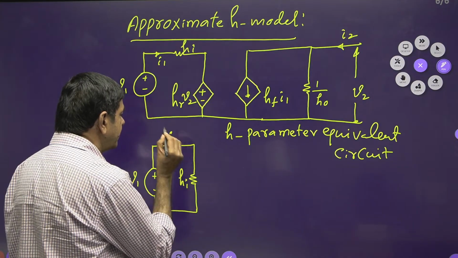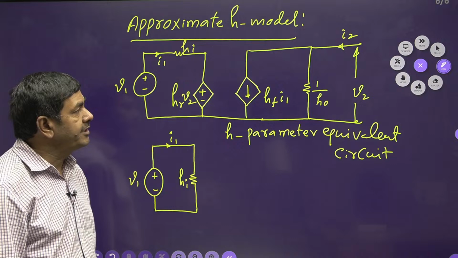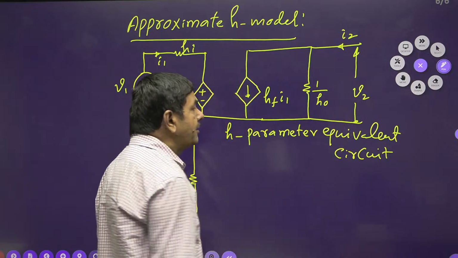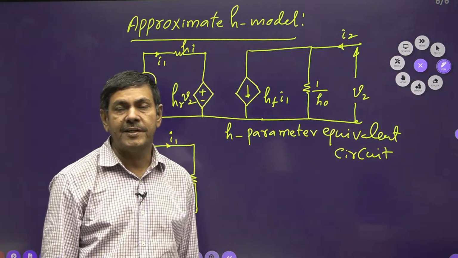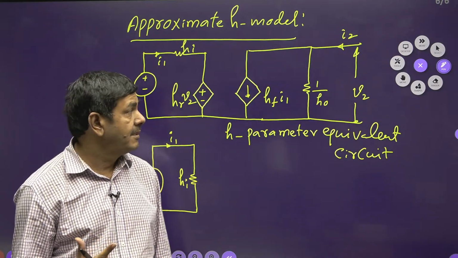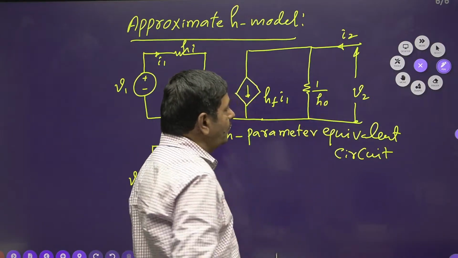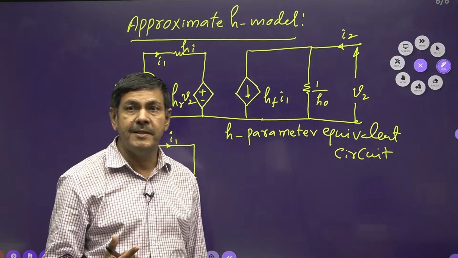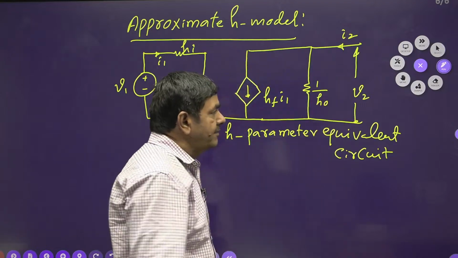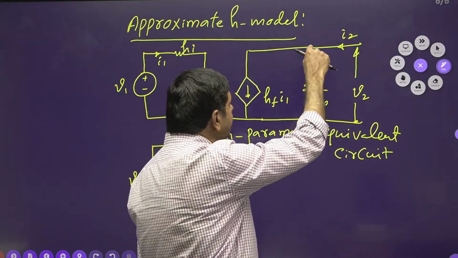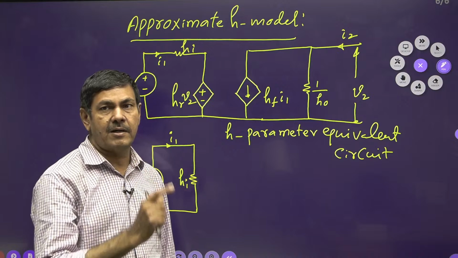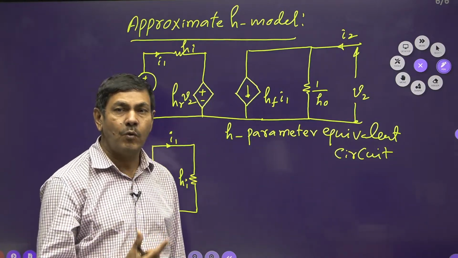This is I1. And one more point you need to understand. H naught is nothing but the output admittance. Admittance value is always very, very small practically. 1 by a very small value will be a very large value. That means the total resistance becomes very large. Whenever the resistance is very large, it acts just like an open circuit. So 1 by H naught is very large, that is why it acts as an open circuit.